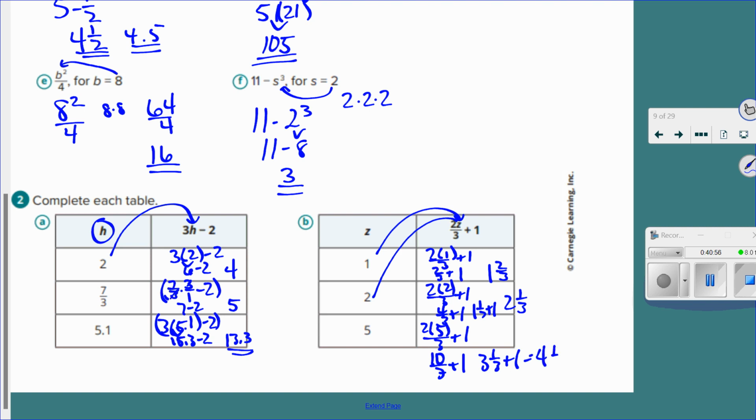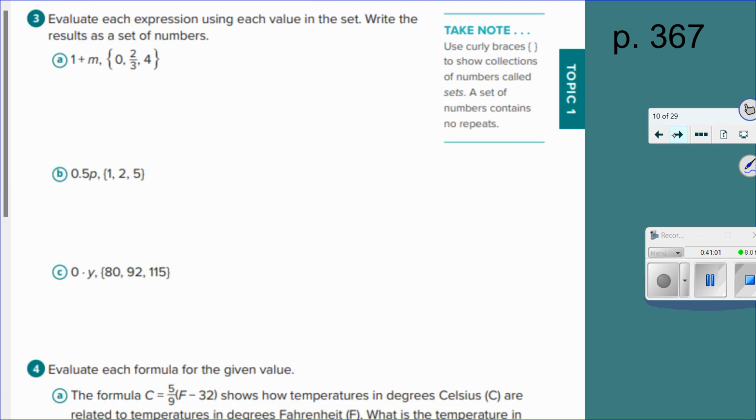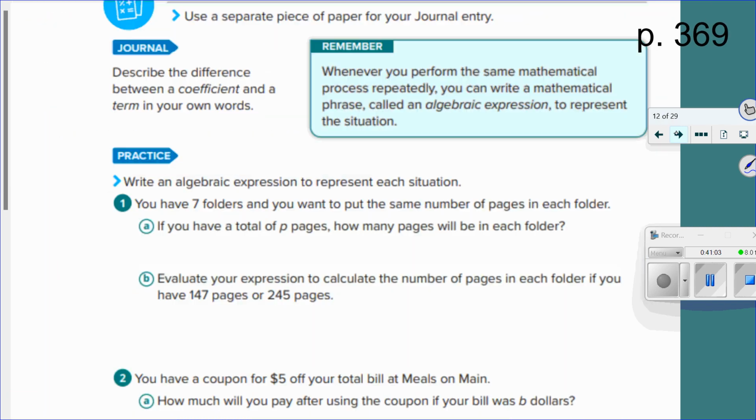We didn't do this one, but going straight into the word problems. Our first part, writing an algebraic expression representing the situation. You have 7 folders and you want to put the same number of pages in each folder. So that should tell you that my division will be my operation. So you need to make sure, yes, you have total P pages. So I'm going to divide the P into those 7 folders, to figure out how many pages are in each. Okay, evaluate your expression for 147 or 245.